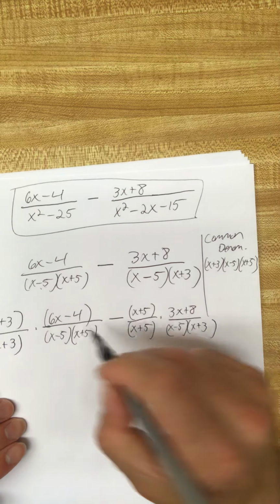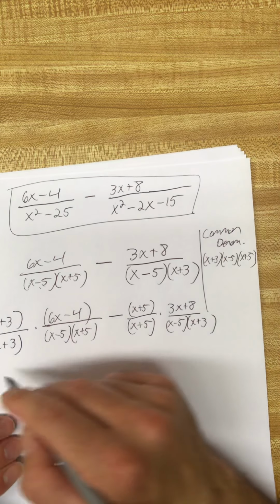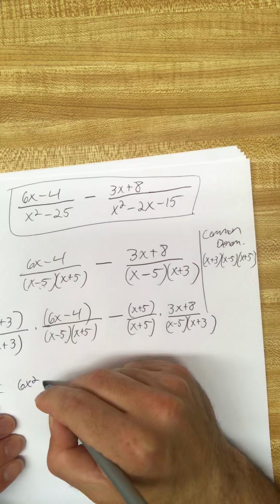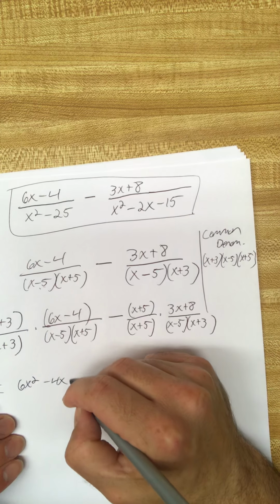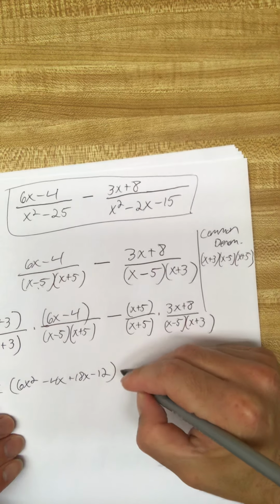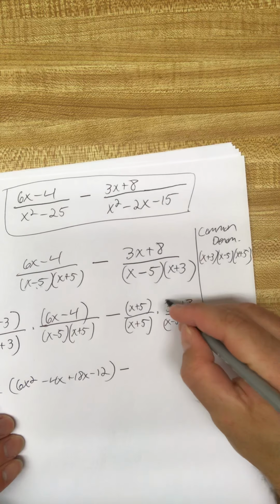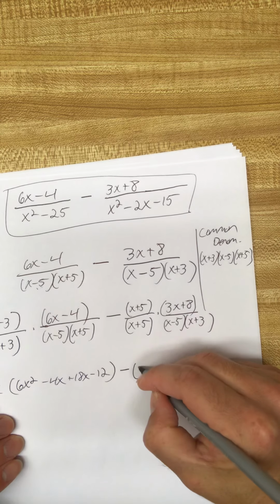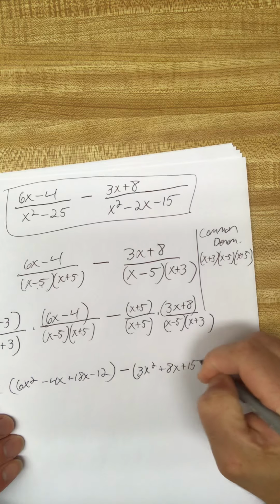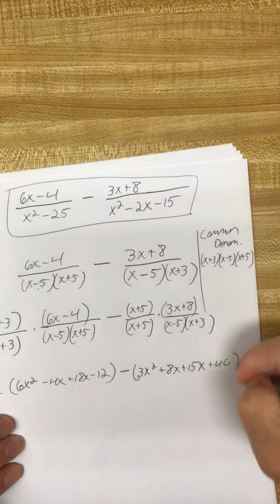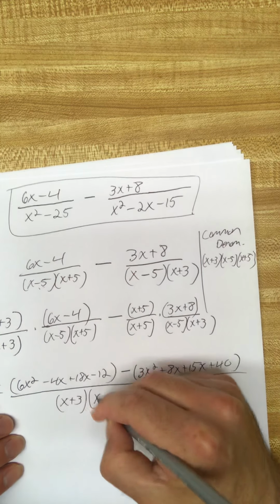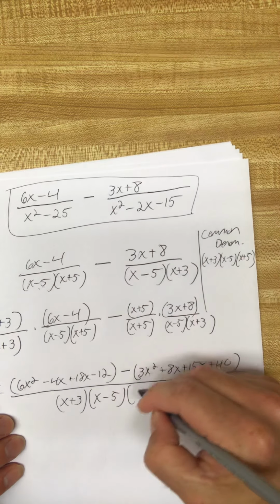All right, so next up, we have to multiply everything out here. So that's going to give me 6x squared minus 4x plus 18x minus 12 in the first numerator, minus, we're going to get 3x squared plus 8x plus 15x plus 40, all divided by our (x + 3)(x - 5)(x + 5).